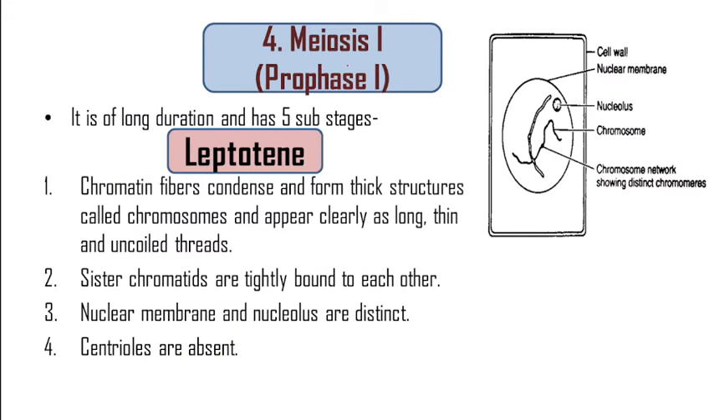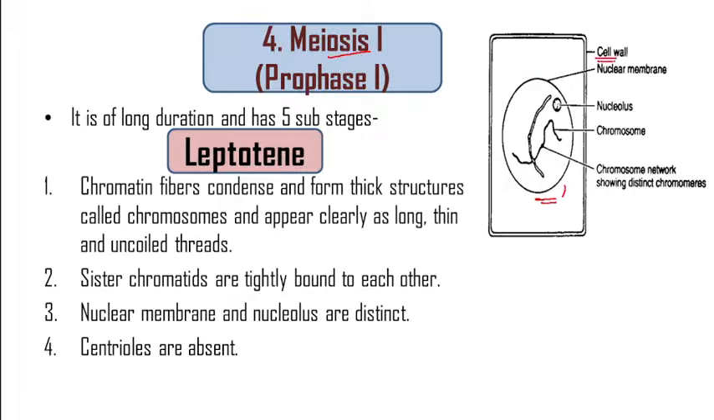Then you will get one slide of meiosis. When the slide is placed under the microscope, you will be clearly able to see which stage ma'am wants you to identify. In case the slide is not placed, then you will get an image. You have to identify by looking at it which stage of meiosis is being shown to you. Let's say this is the image that has been shown to you.